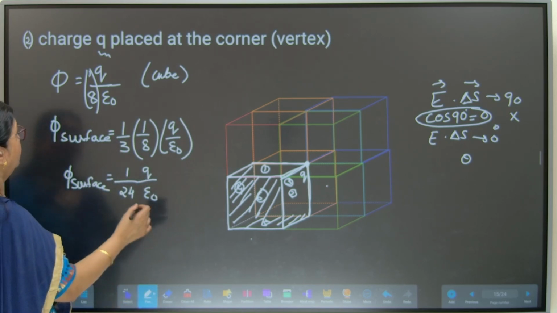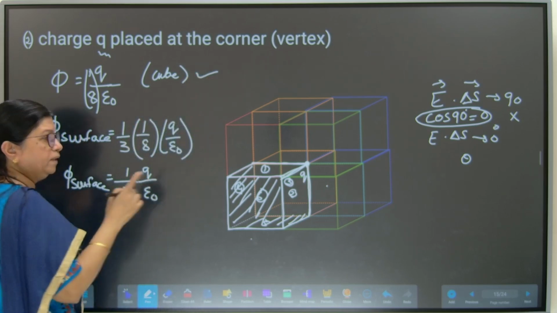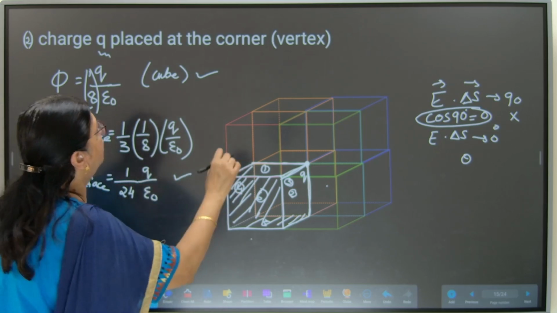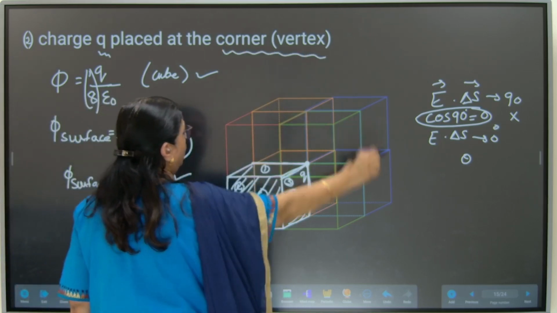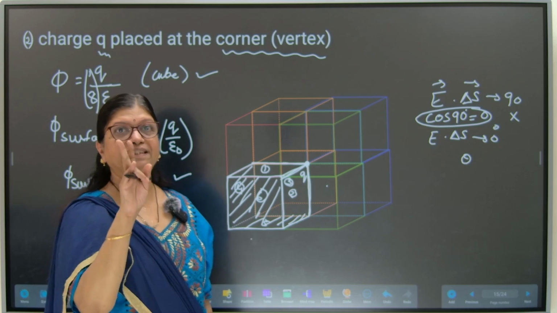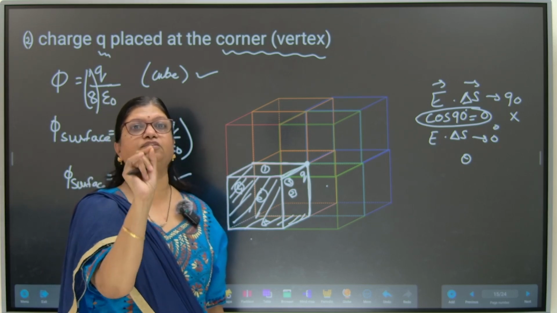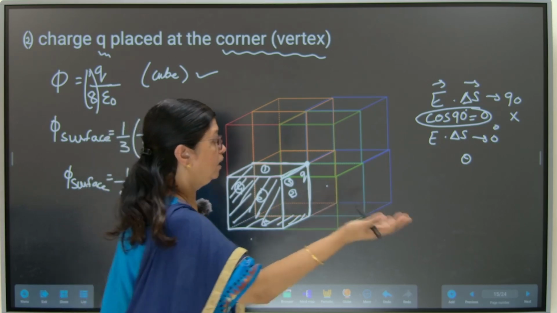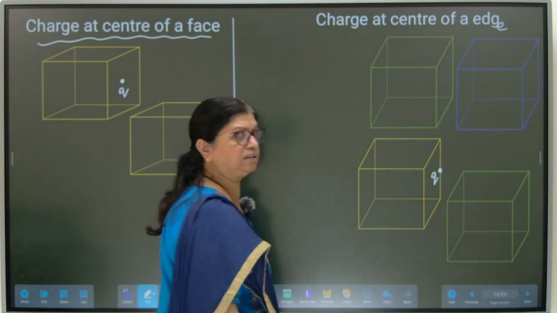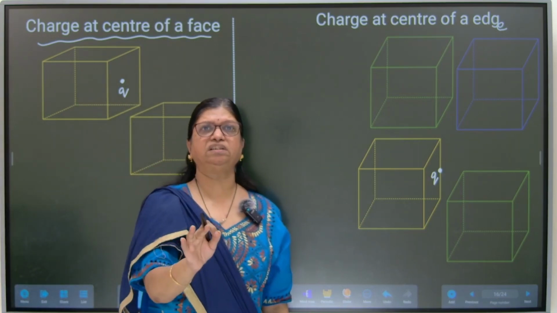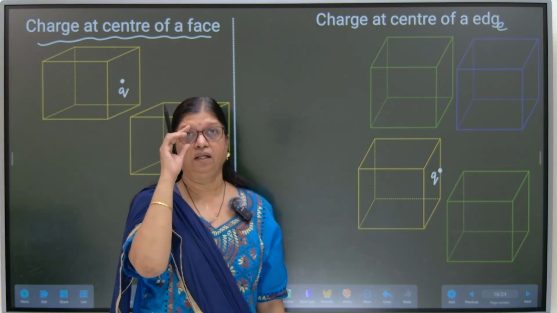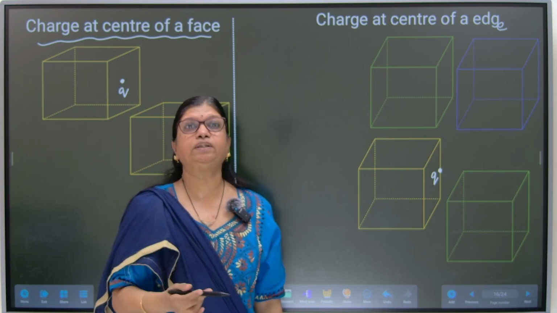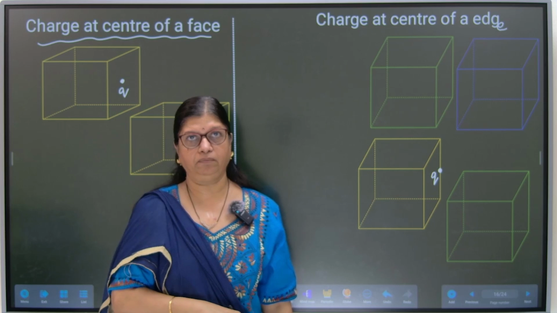So remember, whether they are asking through the cube and whether they are asking through each surface when the charge is placed at the corner. This is the case number 2. The first case was charge placed at the center. The second case is charge placed at the corner or the vertex. Let us go to the third case. These are all JEE NEET questions asked last year and this year. You go and you check. This you have to remember, but I am explaining so that you understand it with logic and remember.